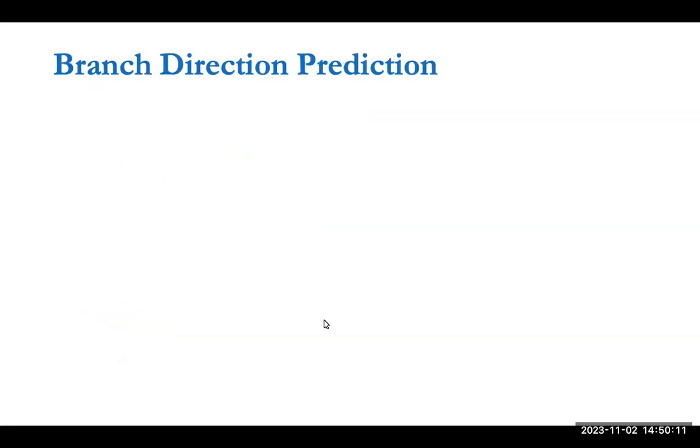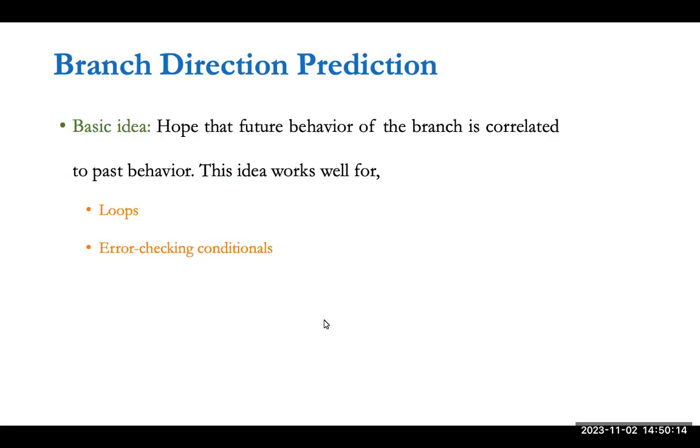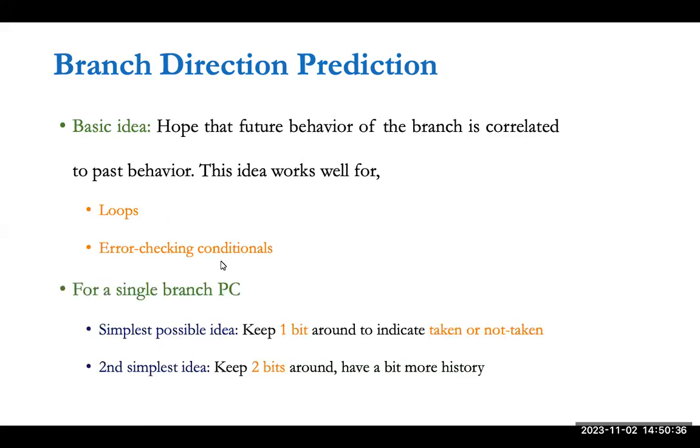So let us see this with an example in the branch direction prediction, whether it will be taken or not. The basic idea in branch direction prediction is the hope that the future behavior of the branch is correlated to the past behavior. This idea works well for loops and error checking conditionals. For a single branch program counter, this branch direction prediction can be implemented with the simplest possible idea of keeping a 1-bit saturating counter and a 2-bit saturating counter.